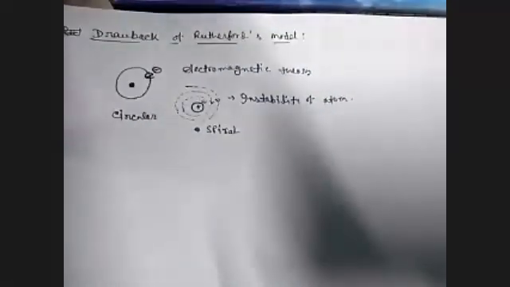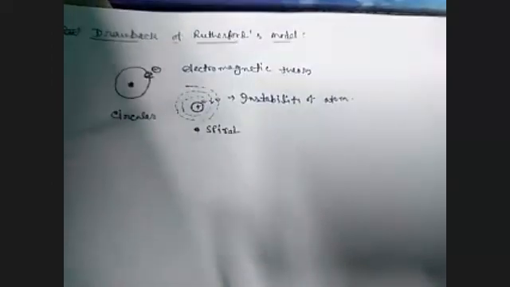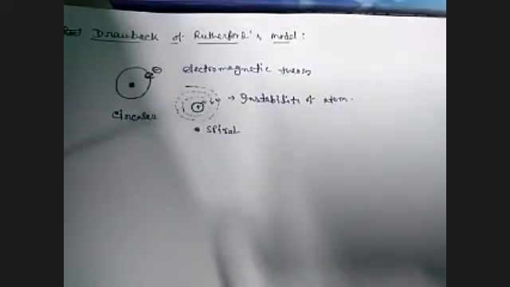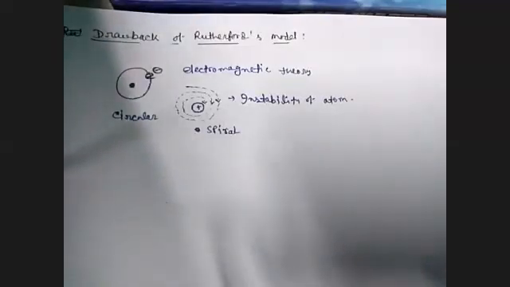In Rutherford's model, electrons were placed in a circular path around the nucleus, where it revolves at a high speed.